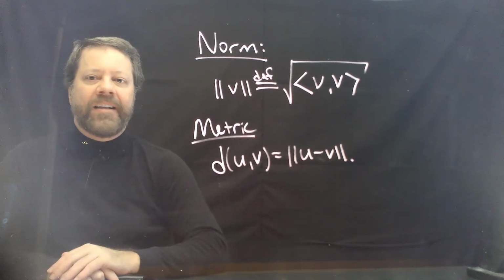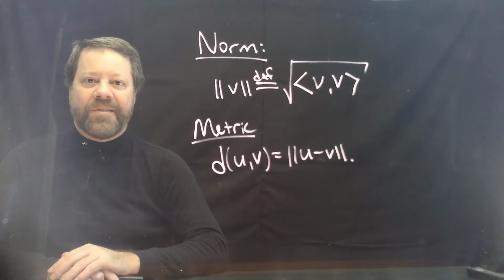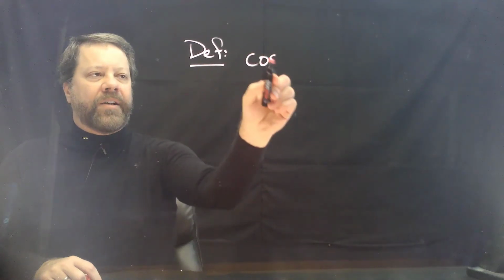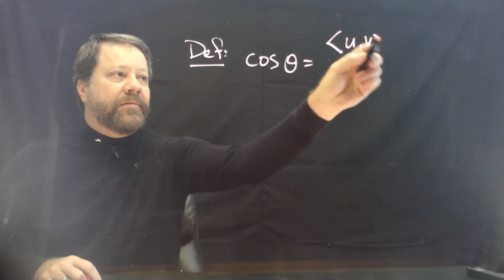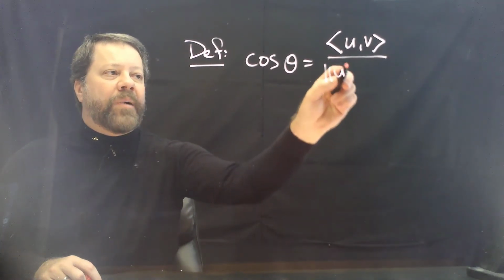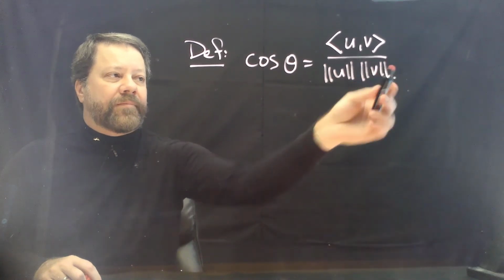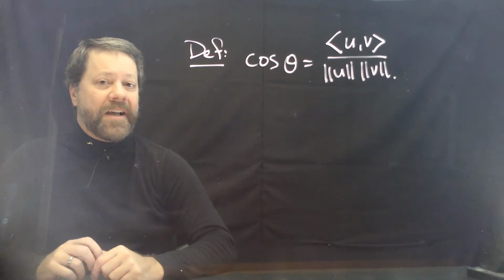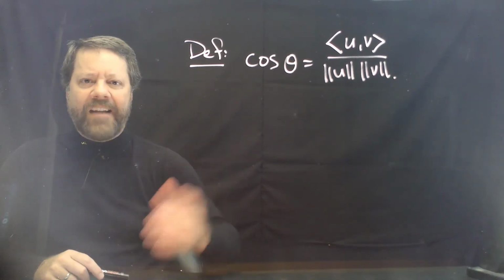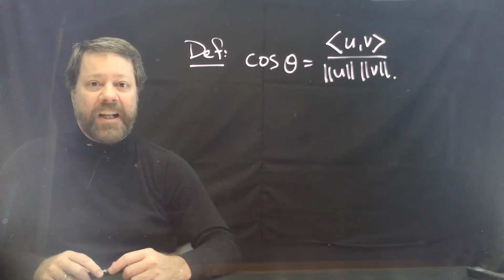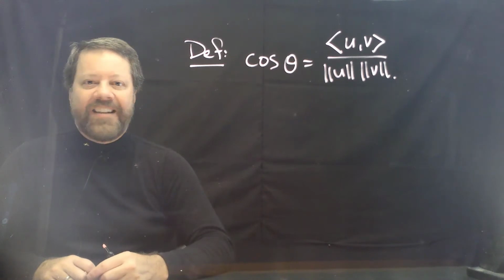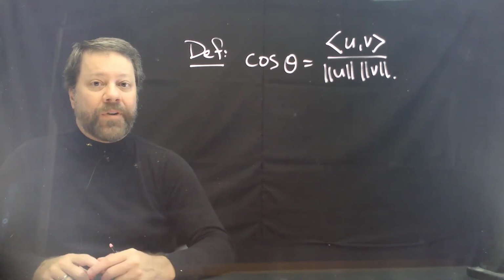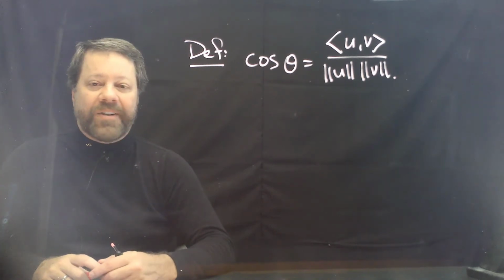In addition, every inner product gives rise to a notion of angle. We make the following definition. The cosine of the angle between two vectors is the inner product divided by the product of the norms. This allows us to define geometry, both length and angle, once we have imposed an inner product. So you can change the geometry, the notion of length and angle, by changing what you use for your inner product. You can even do this on R2 and R3.